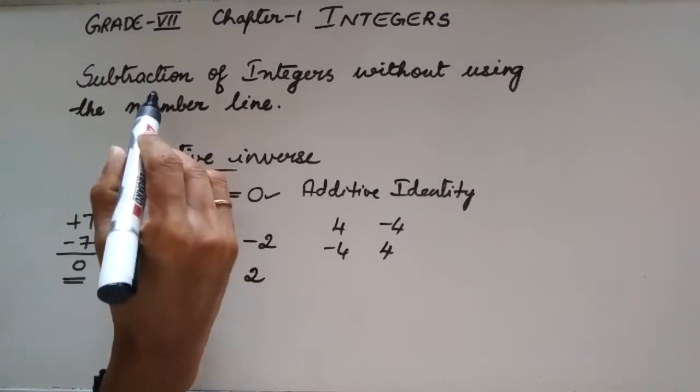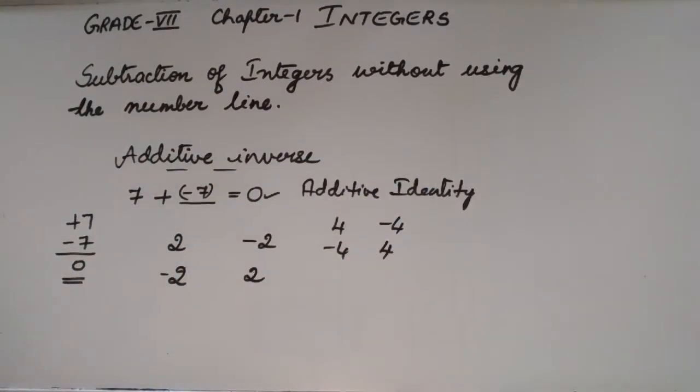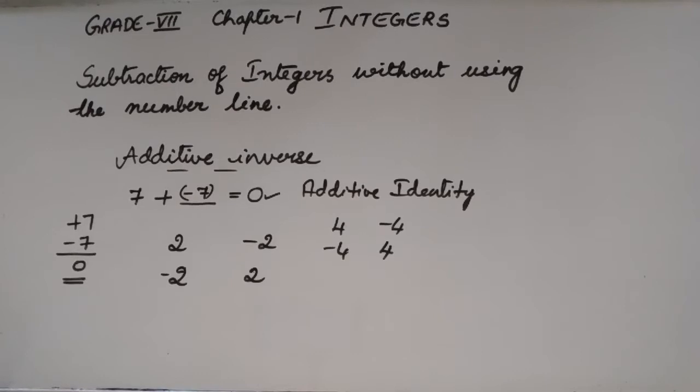Now here, for subtraction of integers without using the number line, we need to add the additive inverse of the integer that is being subtracted. The integer we are going to subtract from the other integer, the additive inverse of that integer should be added.